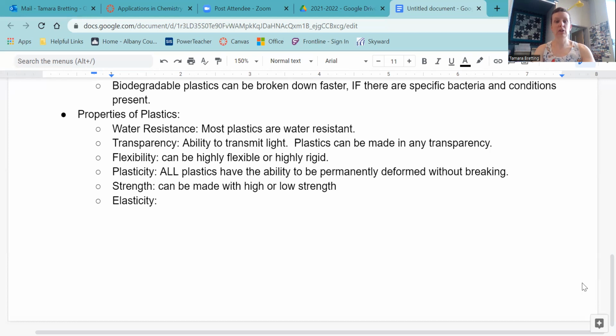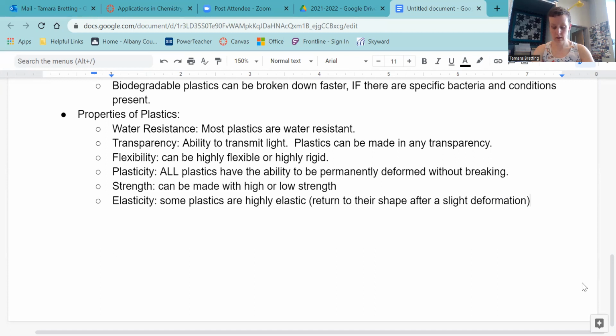Elasticity. Okay, again, picture a rubber band is elastic. You stretch it out. As soon as you let go, it will go back to its original shape. Okay, so some plastics are highly elastic. They will return to their shape after a slight deformation. Okay. So some plastics are highly elastic in certain shapes. It can make them bouncy.